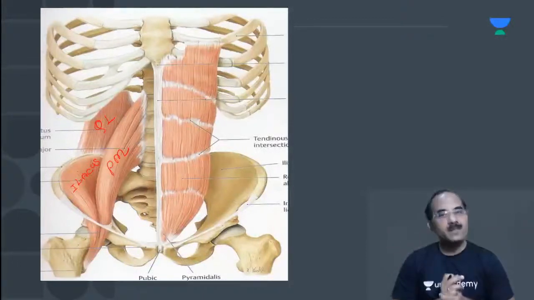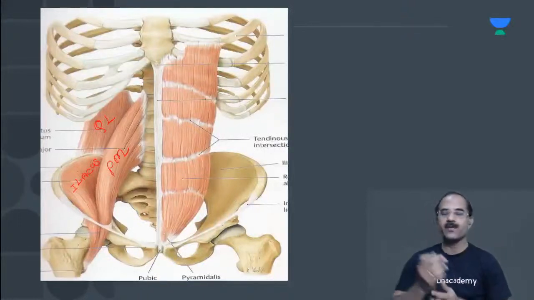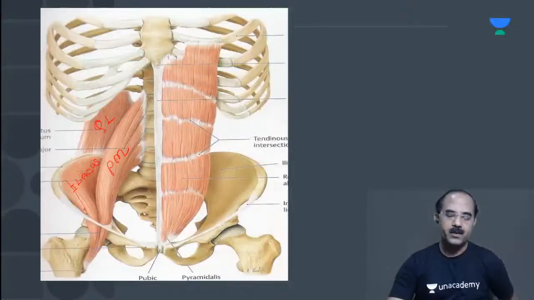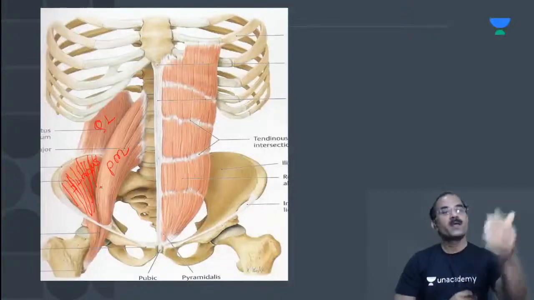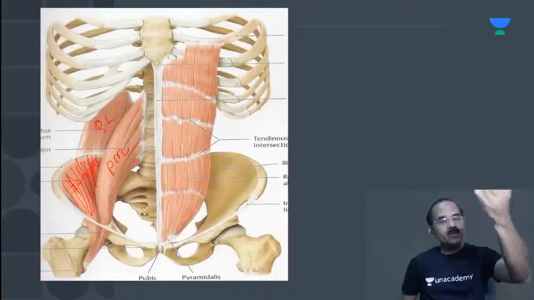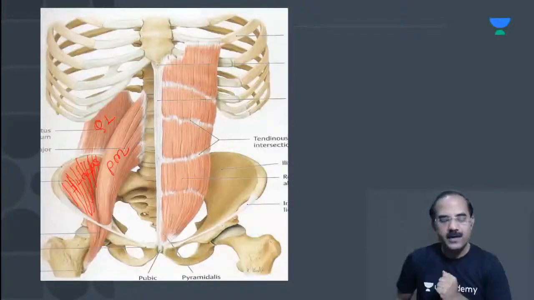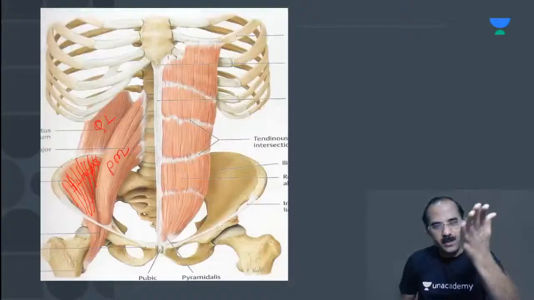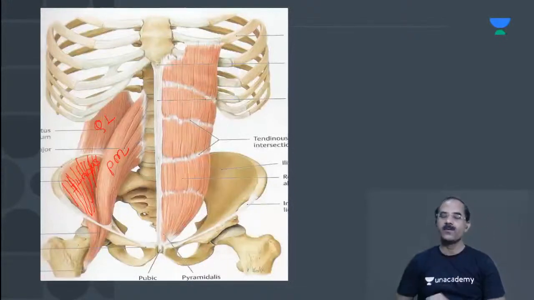Now tell me, this iliacus is covered by a fascia. What is this fascia known as? The fascia covering the iliacus is known as the fascia iliaca. You remember this? The same fascia goes below the inguinal ligament, comes into the femoral triangle, and forms the posterior wall of the femoral sheath.